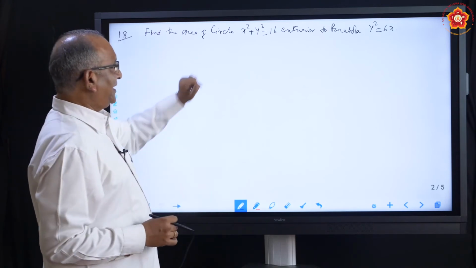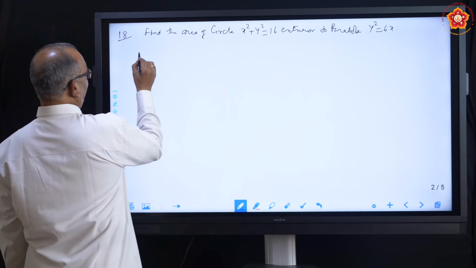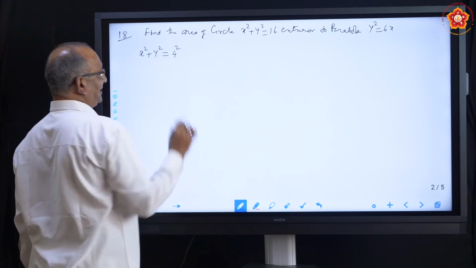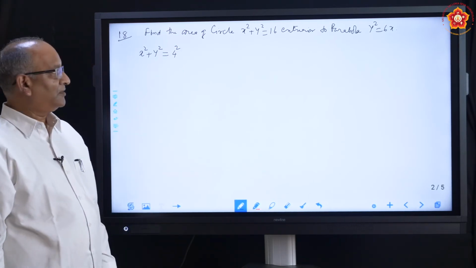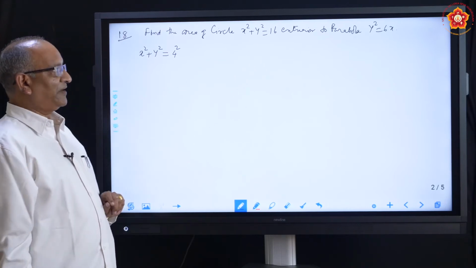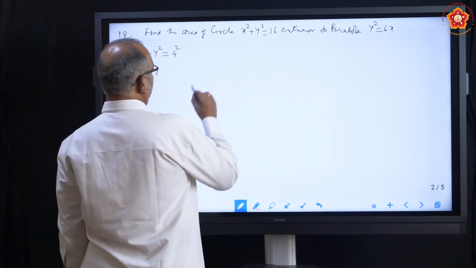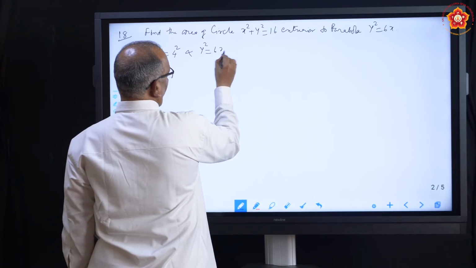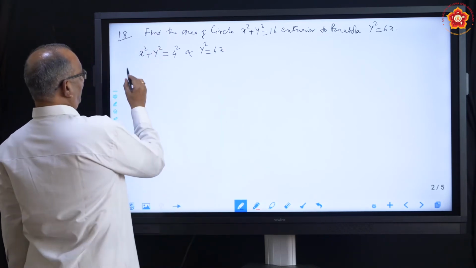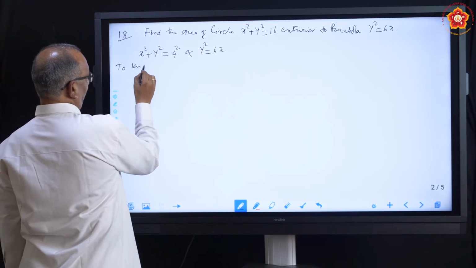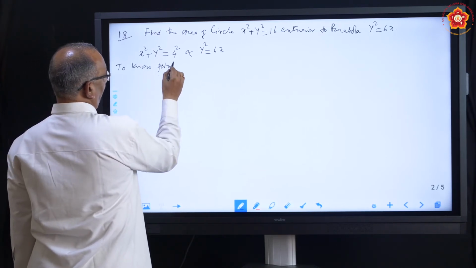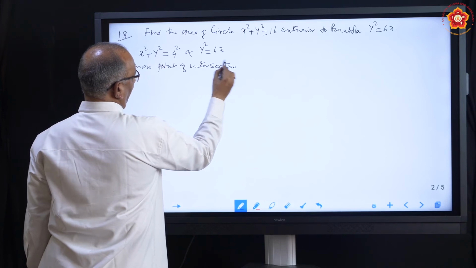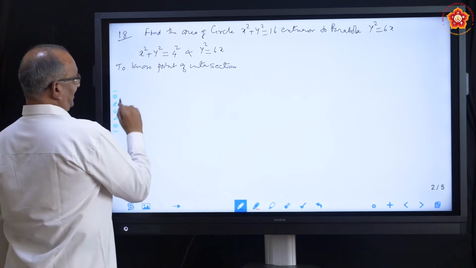Okay? The equation of the circle is quite simple. It is x square plus y square equal to 4 square, showing very clearly that the radius of the circle is 4. And now the equation of the parabola is y square equal to 6x. To know the point of intersection, we solve them simultaneously.